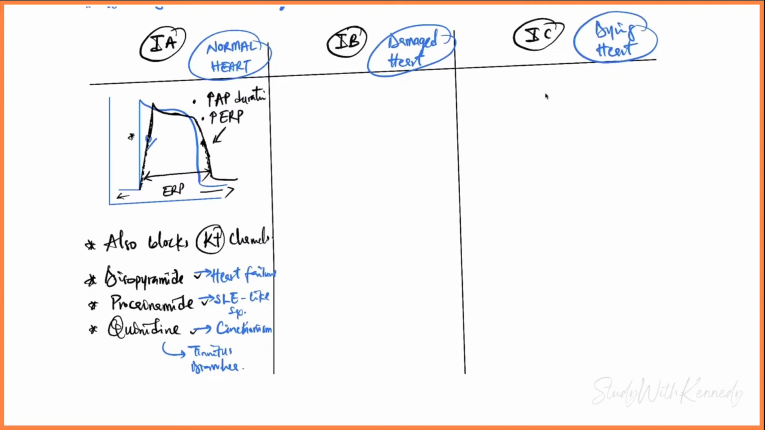The second class of medication we are going to look at are class 1B medications. We want to see how class 1B drugs actually affect action potential.